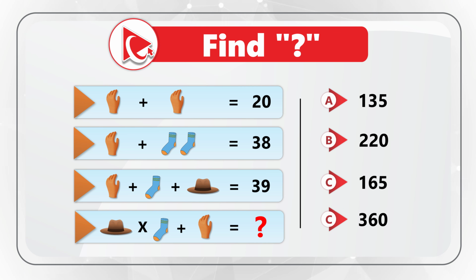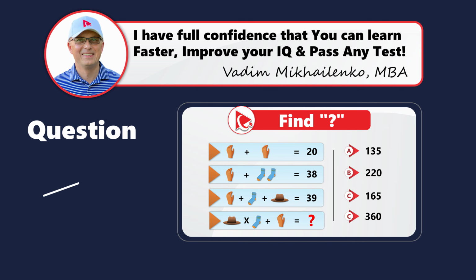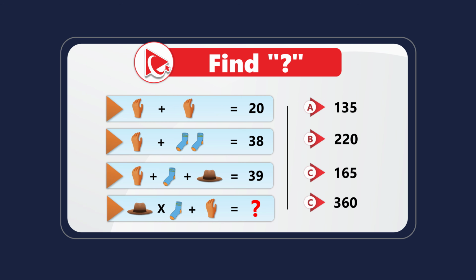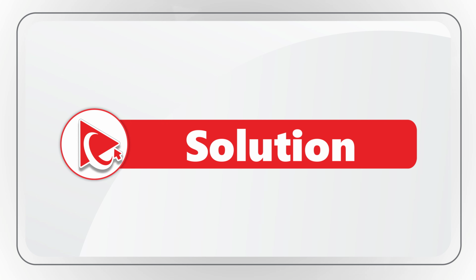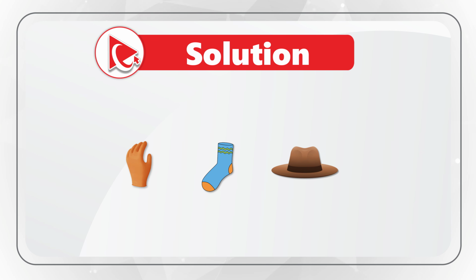Take a close look to see if you can use your mental powers to calculate the missing number. On my end, I am moving forward to share with you my version of the solution. And if you have a better way to solve it by using your mental powers, please make sure to share in comments. Obviously, to solve this challenge, you need to find the numbers associated with each object. You need to find the numbers for glove, for sock, and for the hat.